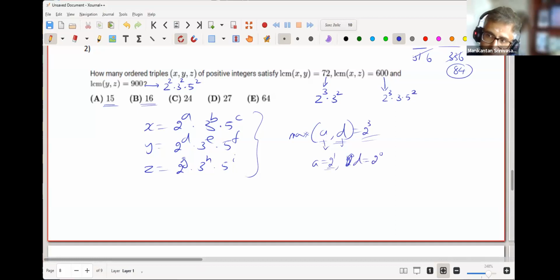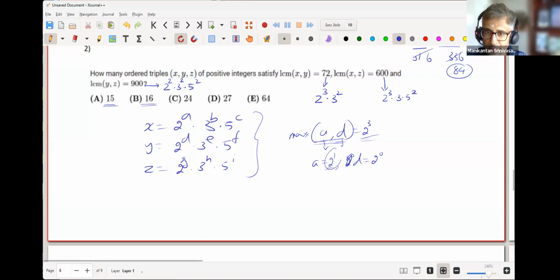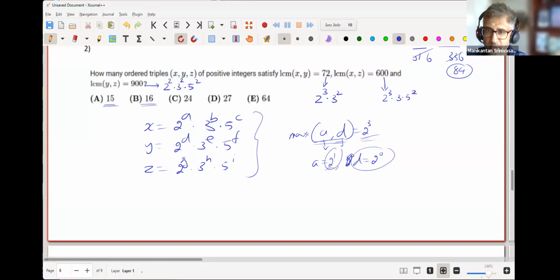Do you agree or disagree? Sanvi, I'm asking you. Can you repeat what you said? Okay, so if you're saying the maximum of A and D is 2 power 3, that means they cannot exceed 2 power 3. Can one of them be 2 power 1 and the other one be 2 power 0? You still have to make 2 power 3 to that point. Why?